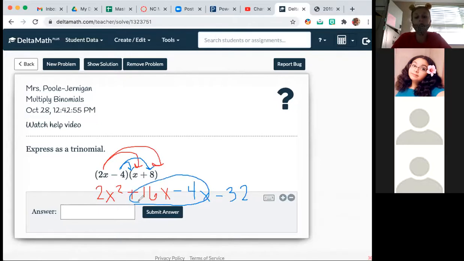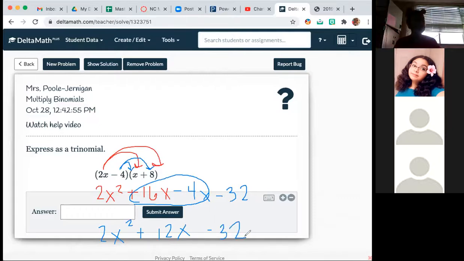Good. So I do want to remind y'all, 16 minus 4 is 12. I do want to remind y'all that doesn't always happen though. So don't think that you have to combine the middle. Just look for your like terms. A lot of times they do end up being in the middle, but not always. So you should have gotten 2x squared plus 12x minus 32.